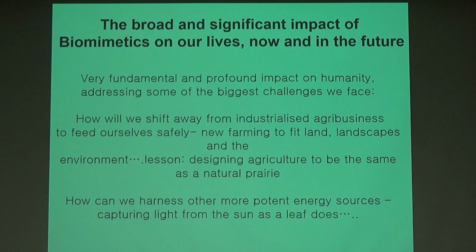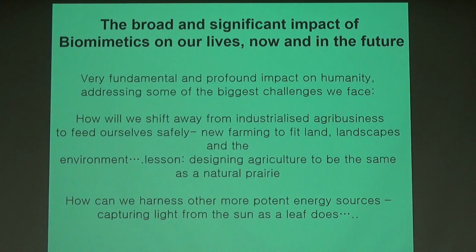For example, there are biomimetic techniques being used in farming to fit farming techniques to land usage and land processes and natural processes, and to fit those into landscapes and the environment. So there's a lesson there in agriculture, where people are looking at biomimetics to design agriculture to be the same, for example, as the natural cycle of natural prairies, how they develop and evolve.